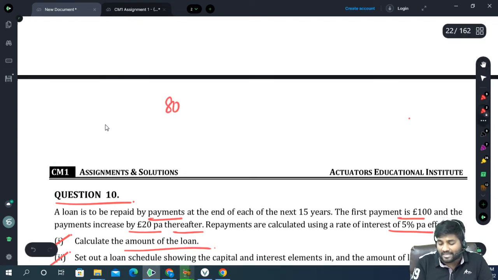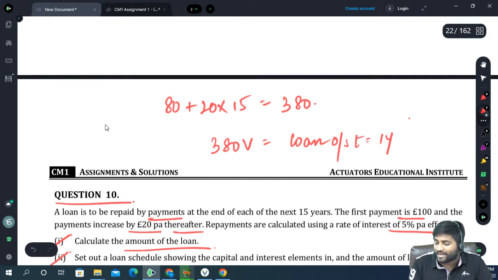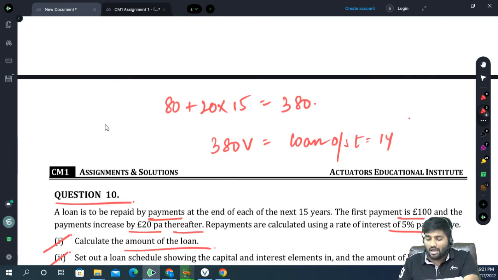Now next, let's talk about the last installment. So it will be 80 plus 20 into 15, which is 380. This is the last installment. Okay. So 380v is loan outstanding at time 14, because this is only the loan amount at time 14, which we are going to pay at time 15 along with some interest. So 380v is the loan outstanding. So this is the capital which is being repaid in the 15th year. And what is the amount of installment? 380. So 380 minus 380v is the interest payment. It is very simple.